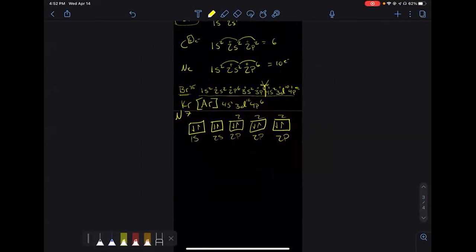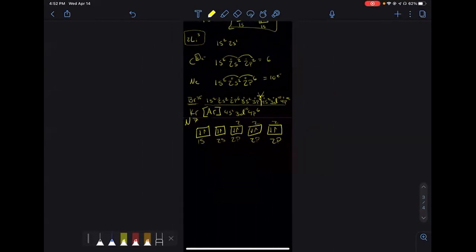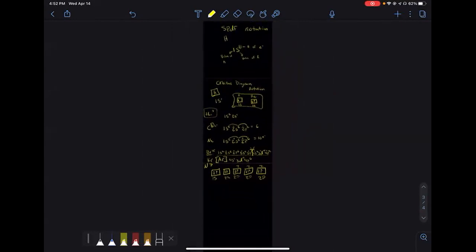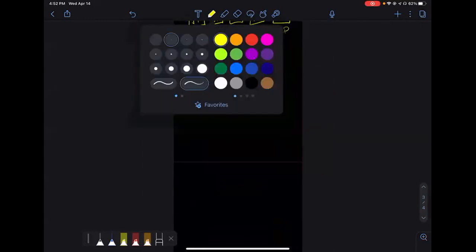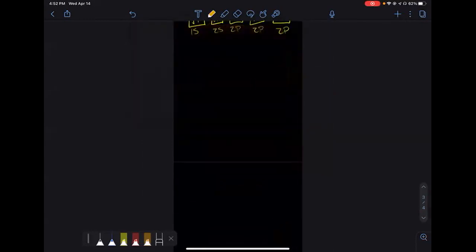So next, let's move on. I want to switch gears just a little bit. I want to talk about nodes. So the nodes in orbitals, just like this, okay?